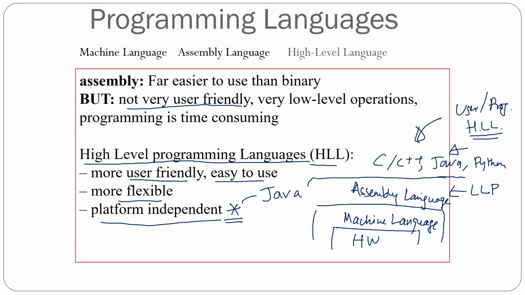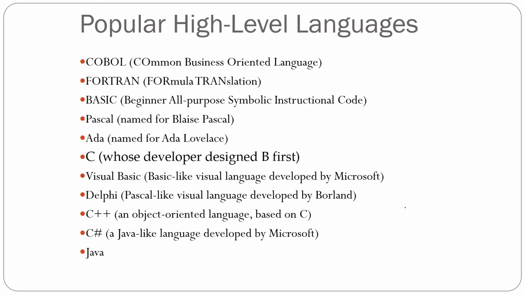In order to use low level programming languages, you should have a pretty decent understanding of the hardware architecture, or your computer architecture. You should know how many registers you have and how to deal with those things. I believe this much is sufficient for our understanding of the different levels of programming languages: machine language, assembly language, and high level languages. Now let's have a look at the popular high level languages.